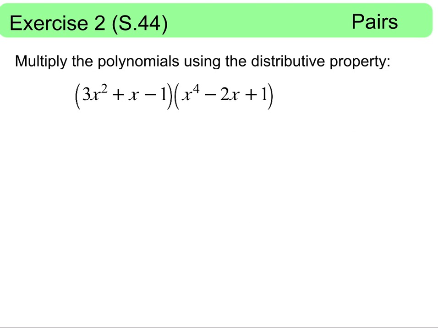Likewise, what may be more familiar to some students is being able to demonstrate this product or this design without actually drawing the boxes, what we call the distributive property. So if I took this design, I could take this 3x squared and I could multiply it to x to the 4th, the negative 2x, and then the positive 1.